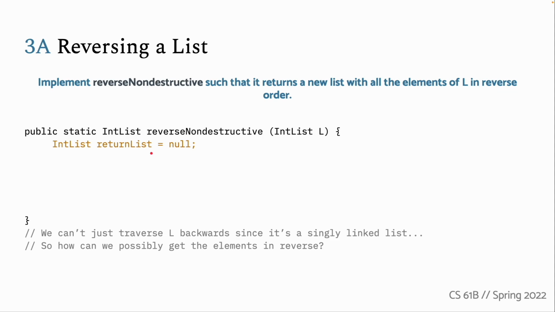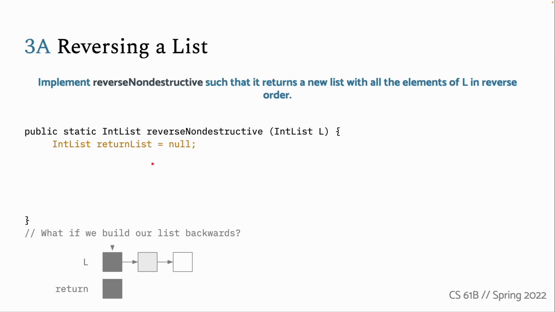Next, how are we going to do this? How logically could we do this? So we can't traverse L backwards because it's singly linked, right? There's no way to go backwards once we get to the end. So how could we possibly get the elements in reverse? Well, what if we just built our list backwards?